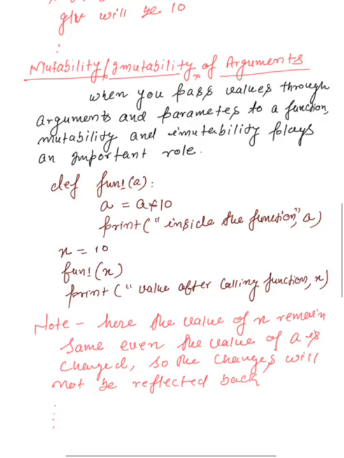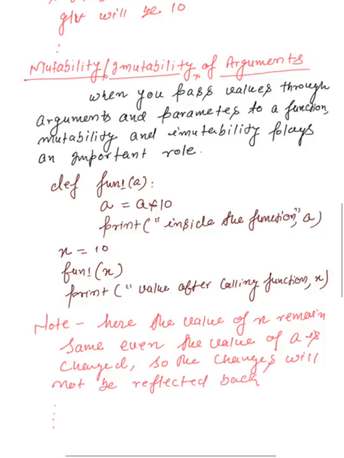Now come to the next one. It's a very important concept. We have already discussed function arguments. Now these arguments can be accessed when we are passing the argument through the functions. So the variable has mutability and immutability. It means the variable you have passed through the arguments, if we are changing the value of that argument, it can be changed or it cannot be changed.